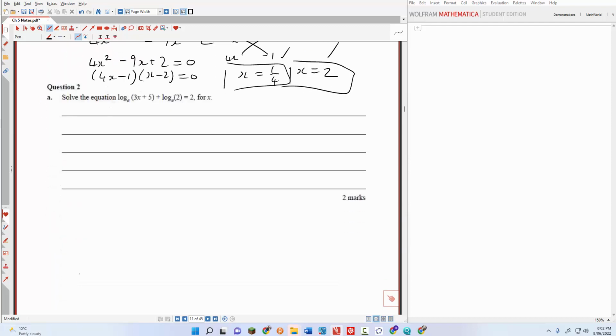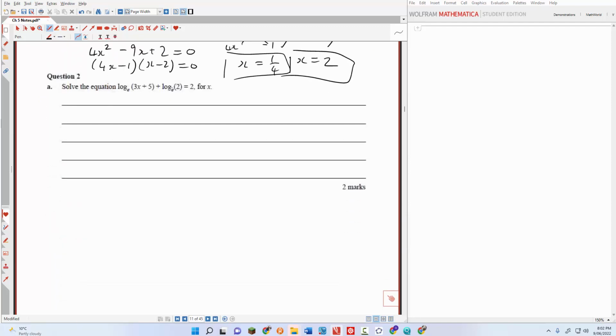Okay, and this one here, so let's have a look. Alright, so I think the first move we'll make is combine these two together by the addition log law. So we'll go log e, and what happens for common based logs is we multiply these two together. So I'm going to go log e 2 times 3x plus 5 equals 2. Now I'm going to say log e 6x plus 10 equals 2.